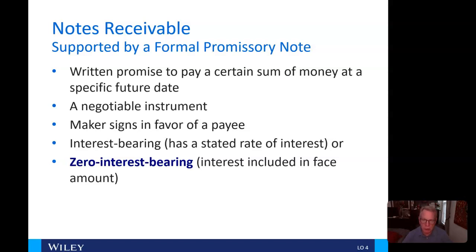It's a negotiable instrument, and the maker signs in favor of a payee, right? The maker is the person that owes, the customer in this case, usually on a note receivable. So it's usually interest bearing, and it usually has a stated rate of interest. Zero interest bearing means that interest is included in the face amount. So let's take a look.